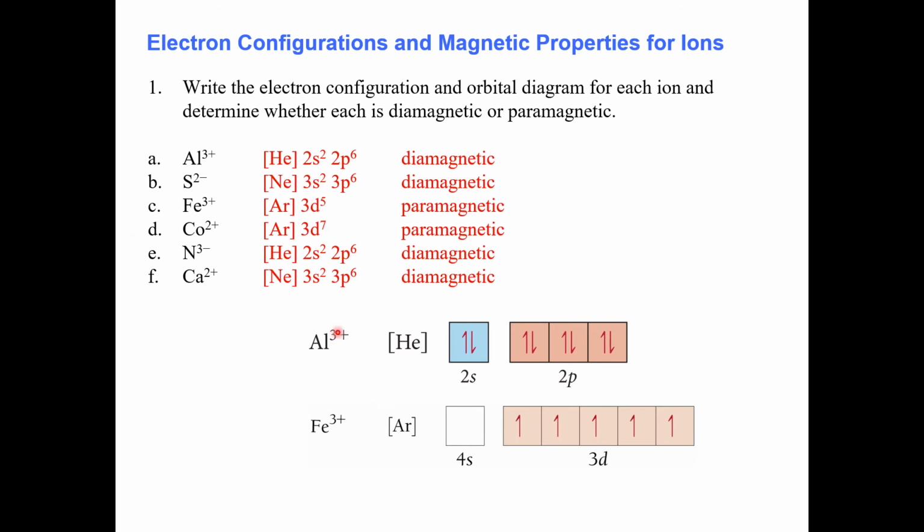You can't just go by the ion charges. You have to write out the configuration, and then you have to draw the diagrams to figure out if it's diamagnetic or paramagnetic.